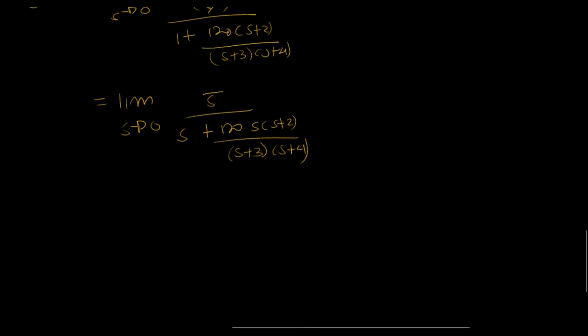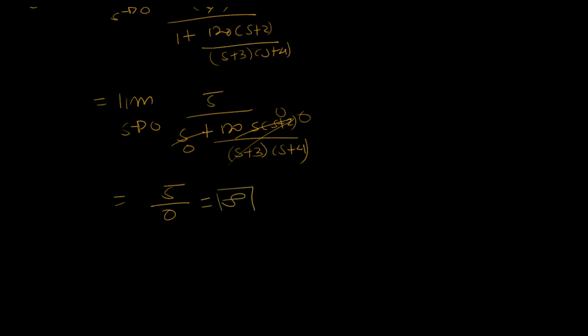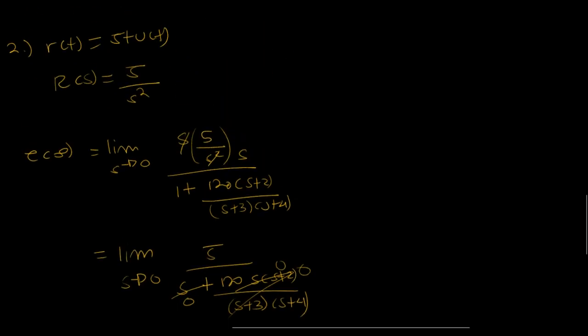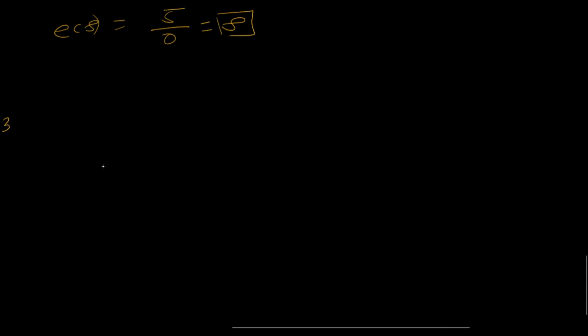Evaluate natin. Magiging 0 yung denominator kasi ito ay magiging 0, makakancel, ito ay magiging 0. So, itong buong to is magiging 0. So, 5 over 0 which is equals to infinity. Ito yung magiging sagot natin, or ito yung steady state error natin for the ramp input.